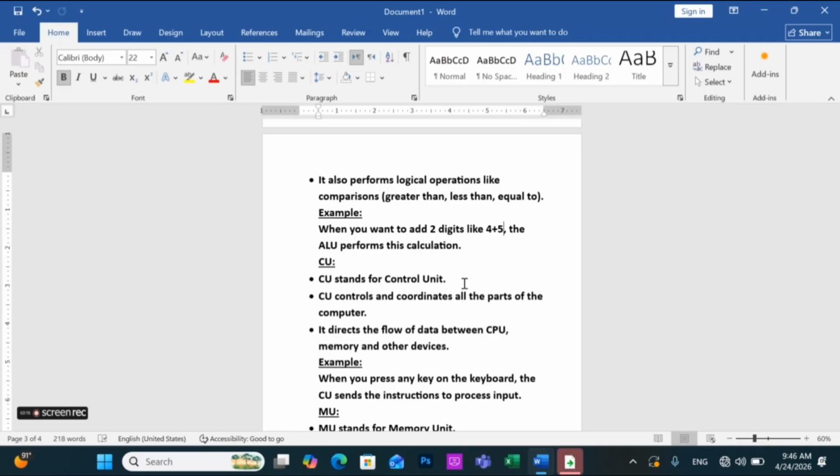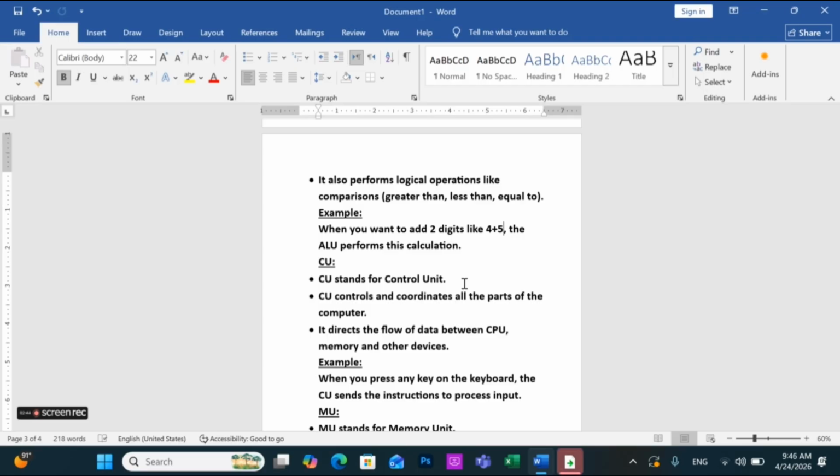Again I am repeating. The first one is which part of the computer is used for performing calculation. The second is which part is used for controlling devices. The third is which part is used for storing data. The fourth is which part is used for comparing numbers. The fifth is which part is used to send instructions. Is it clear to everyone? You have to write these 5 answers in the comment section.